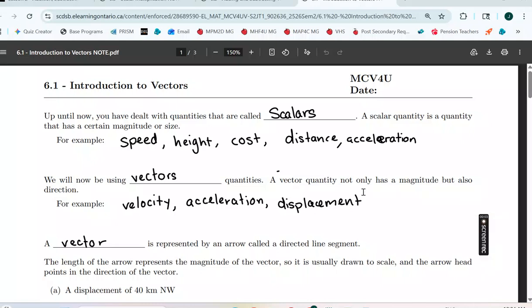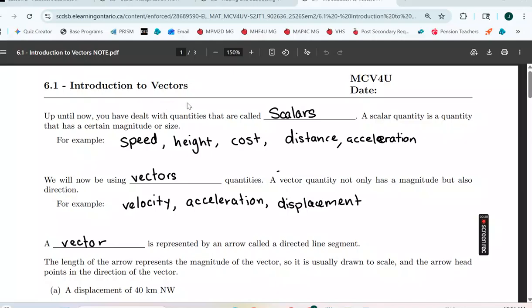Hi there. This is the video for lesson 6.1, Introduction to Vectors. So now that we have moved on from calculus, introduction vectors are very similar. If you have taken physics, grade 12 physics, maybe even grade 11 physics, you would have come across vectors. Okay, so what exactly are vectors?